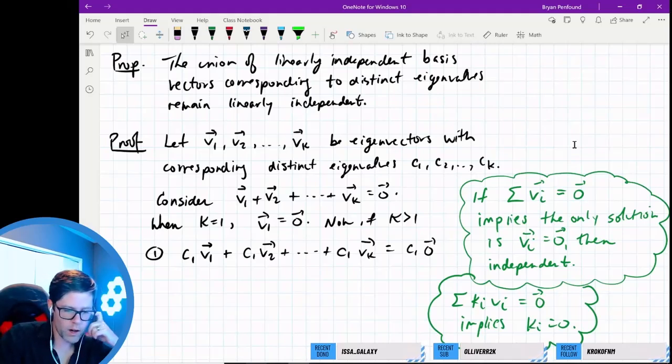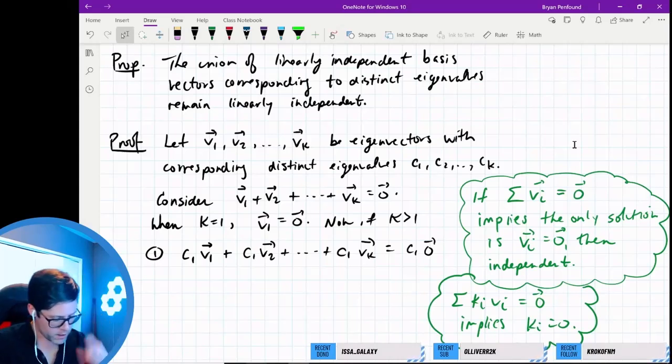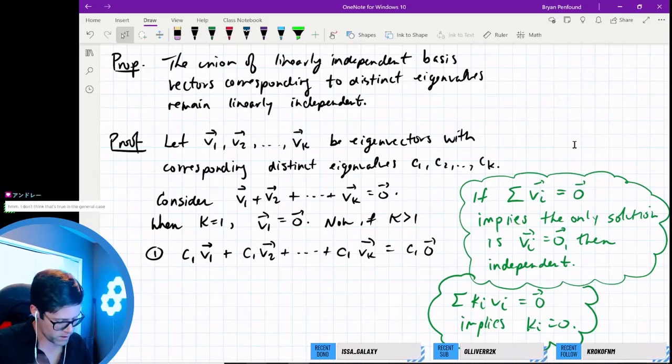So it feels like in one sense you're forcing all of the vi's to be fixed, and then you're looking at the scalar multiples and you're saying, okay, well, if all the scalar multiples are 0, then this is the result. And in the other way, you're saying, let's just fix all of the ki's to be 1. Right? And if the only solution to this problem is that each one of these vectors is the 0 vector, then they have to be independent.